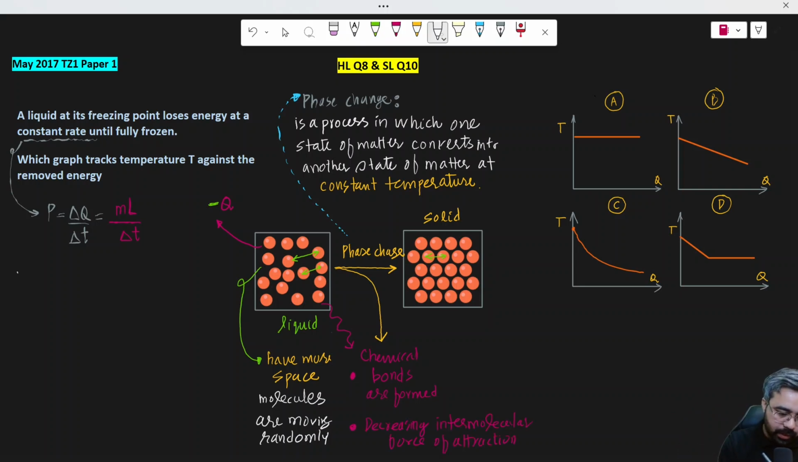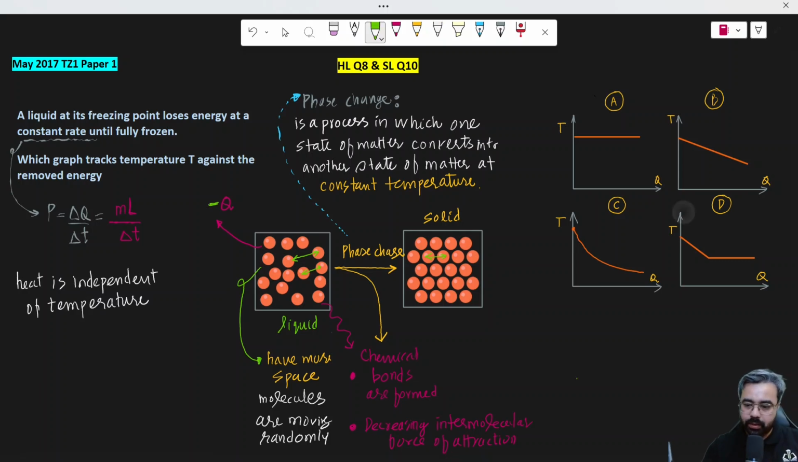So it means that the heat is independent of the change of temperature. So that's why there should be no change in temperature taking place. So it means that the only right answer is option A, in which the temperature does not change during the phase change.